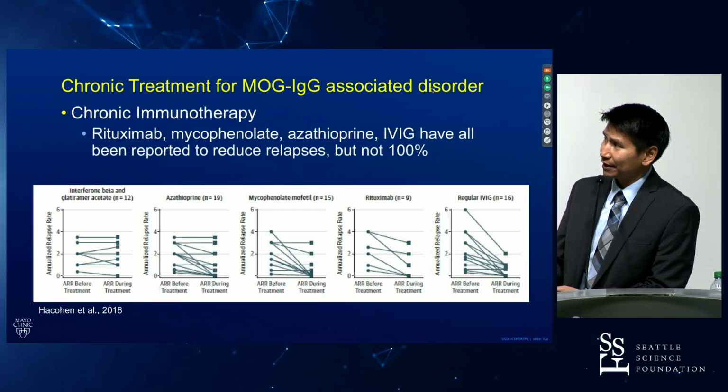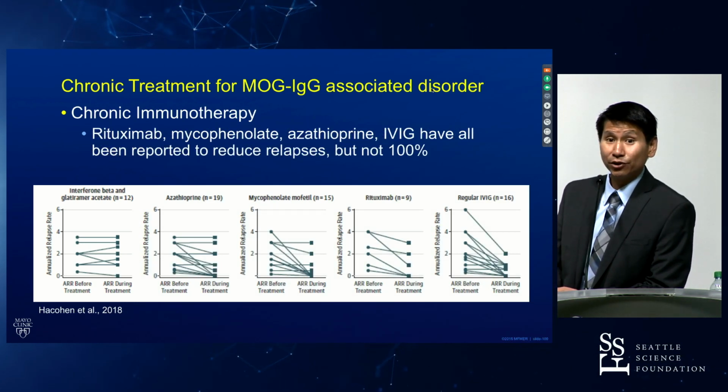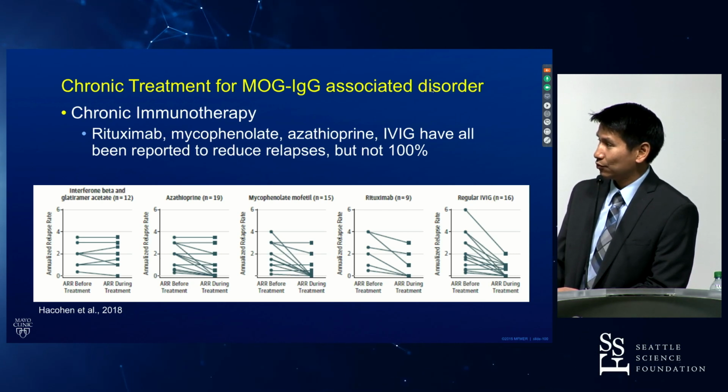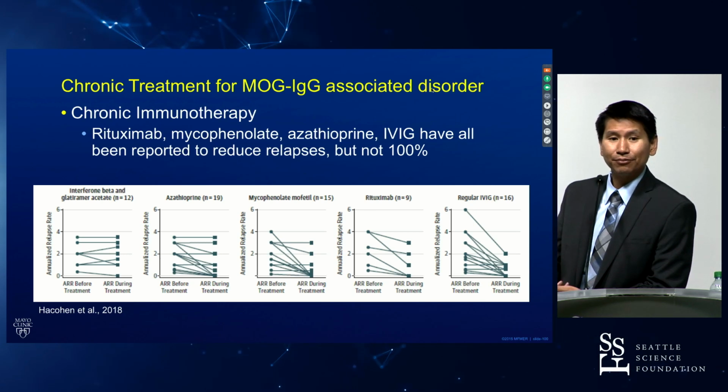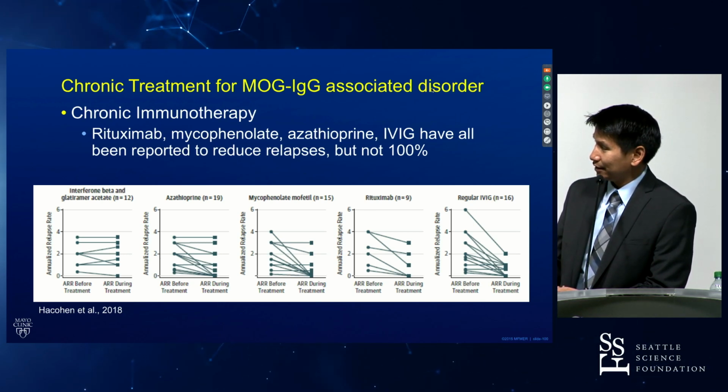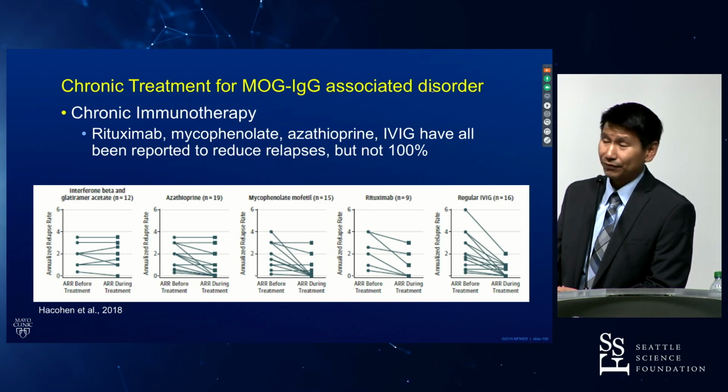When they looked at some of the medications that we commonly use for NMO, like rituximab, mycophenolate, azathioprine, you can see that there is a trend toward decreasing attacks for all the treatments, not down to 0, but a decrease in all of them. And you can see here, interestingly, IVIG had a nice trend down as well.